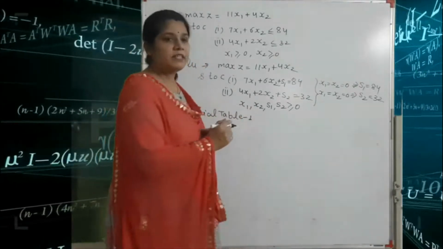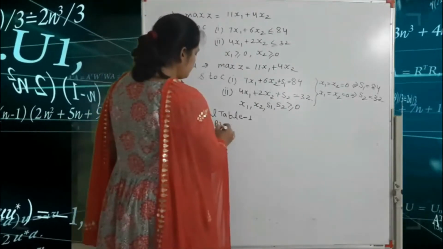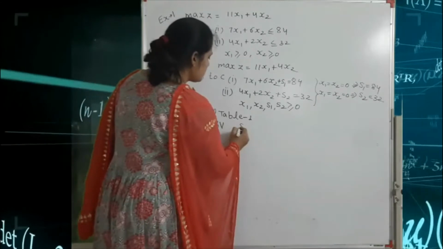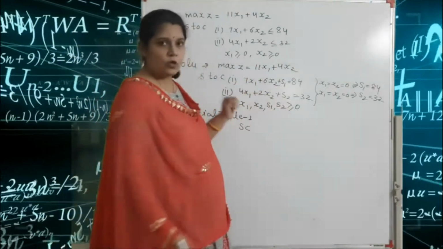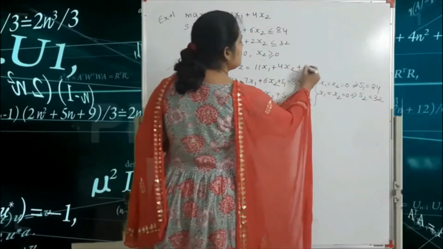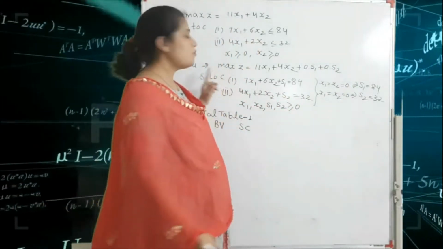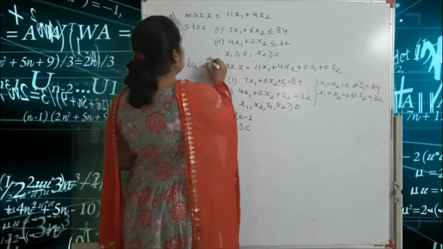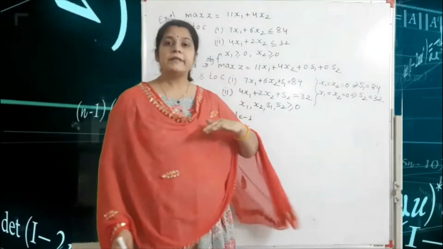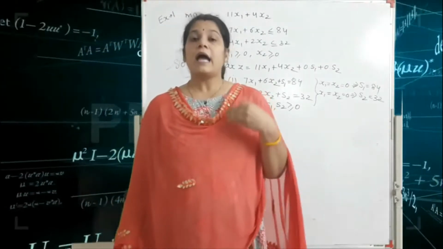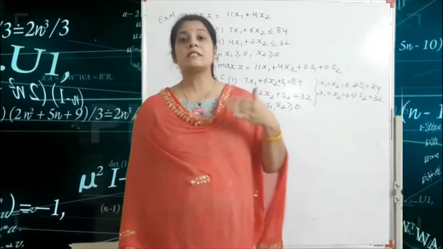Here we write first Cj, then basic variable Bv, solution constant Sc, and here we write S1 and S2. Some change in our objective function: plus 0.S1 plus 0.S2. This is our objective function. Here the objective function is given in maximization form and the inequality is always less than or equal to type, then we use the simplex method.